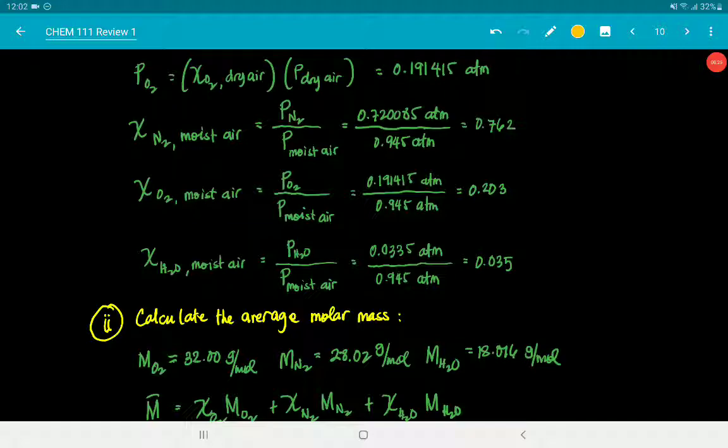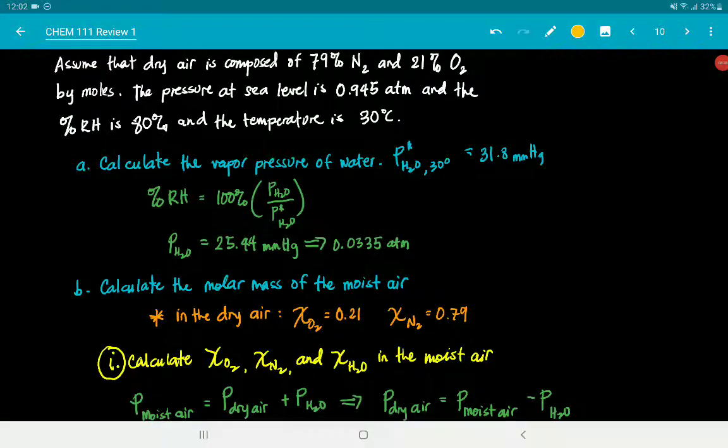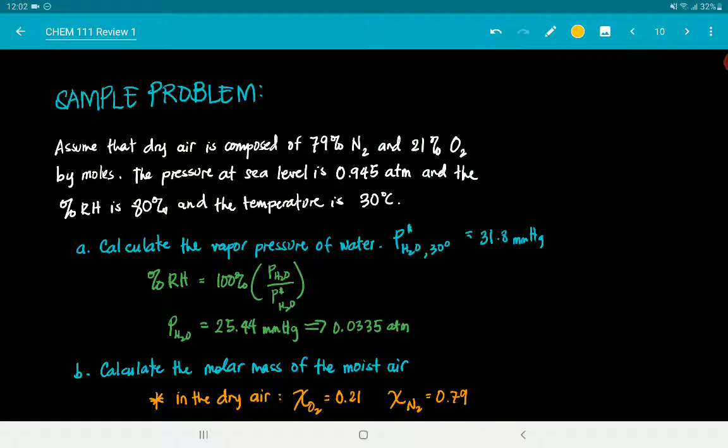So, next, we have this particular problem. Okay? So, assume that the dry air is composed of 79% N2 and 21% O2 by moles. The pressure at sea level is 0.945 atmosphere, and the percent relative humidity is 80%, and the temperature is 30 degrees Celsius. So, given na tayo ng pressure at sea level, meron na tayo temperature at sea level, meron tayong percent relative humidity. We also have the composition of O2 and N2, the dry air system.